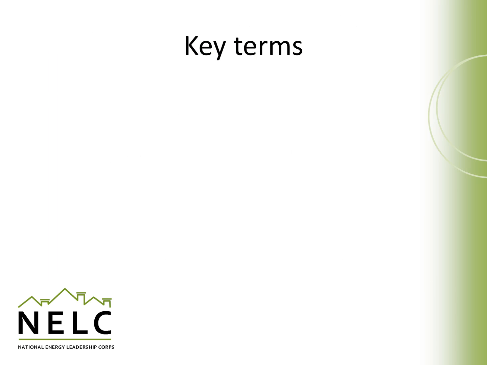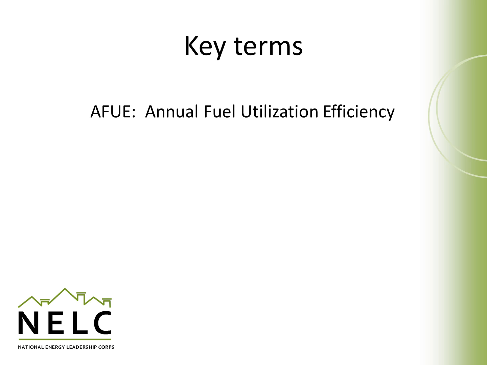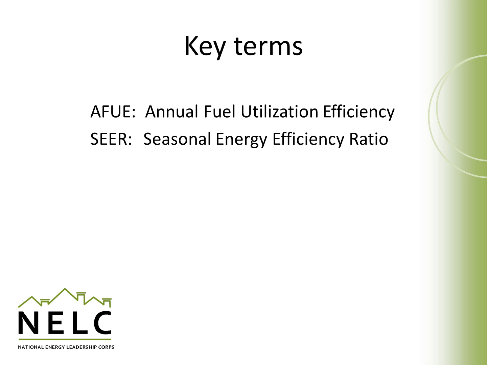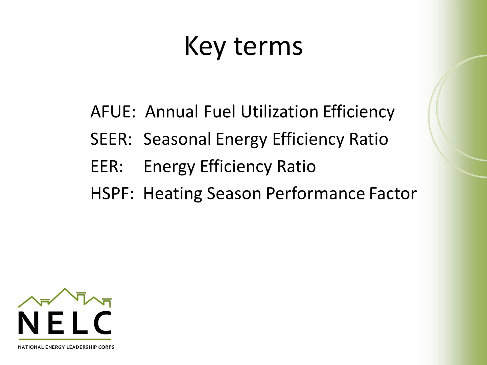There's a variety of terms that are used to refer to the performance of heating and cooling systems, and we'll take some time to address each one of these individually, including annual fuel utilization efficiency, seasonal energy efficiency ratio, heating season performance factor, and coefficient of performance.